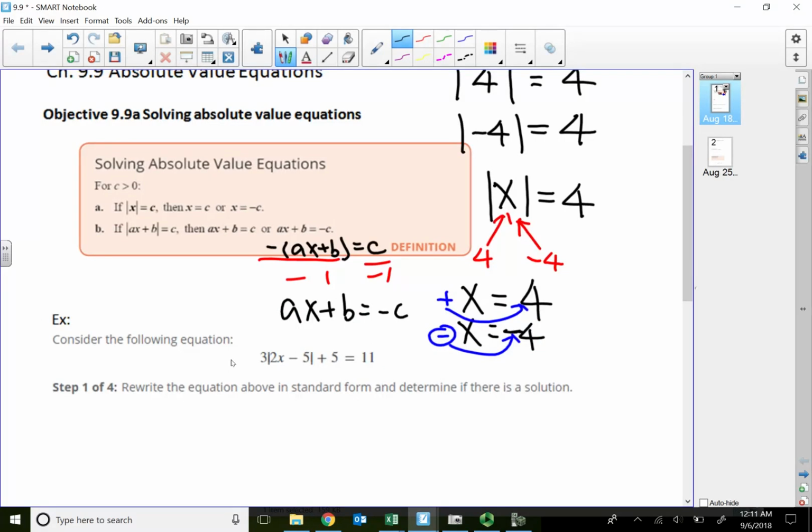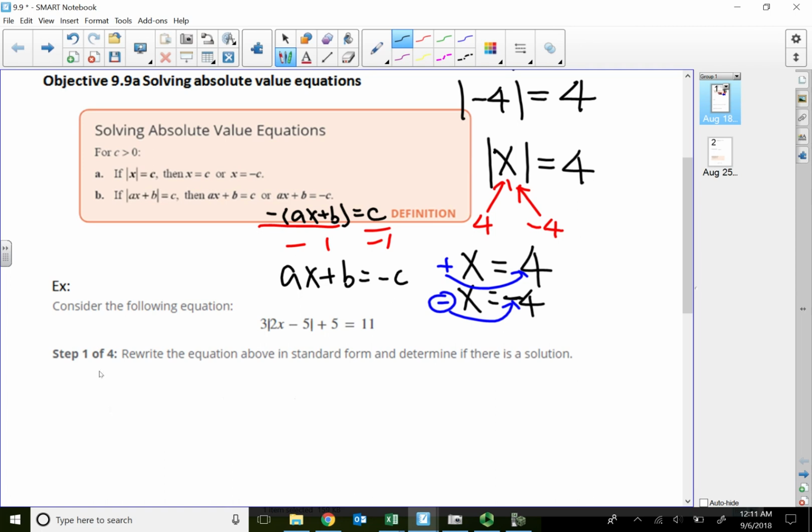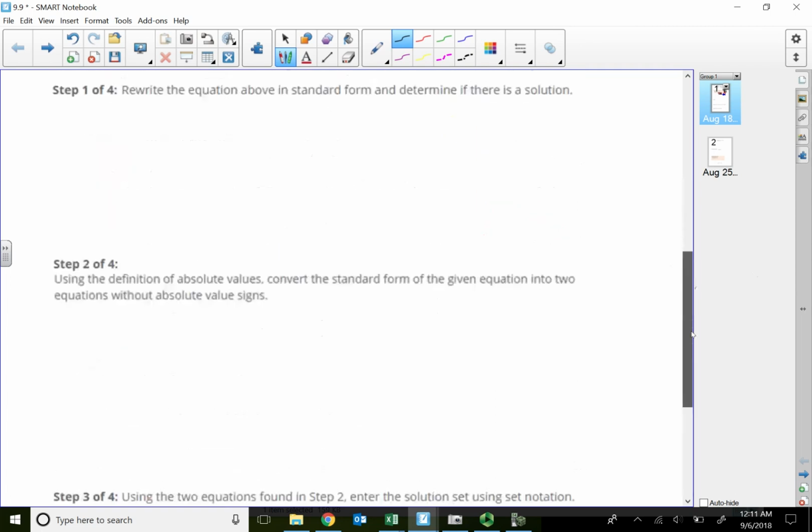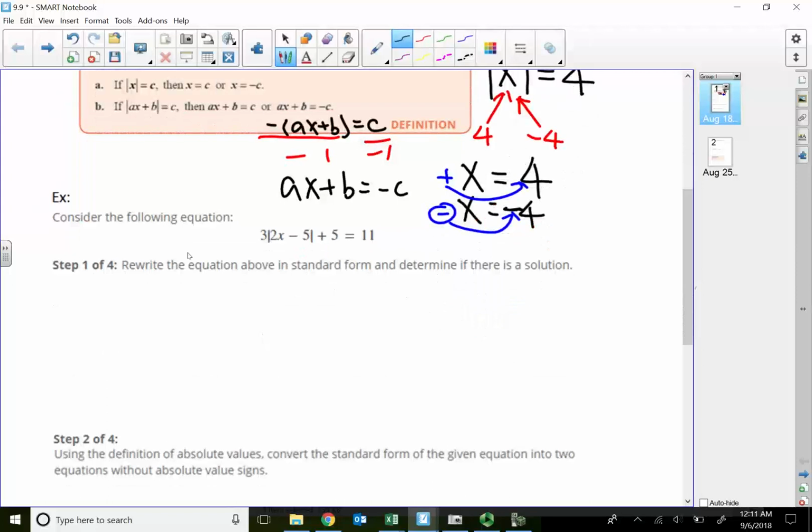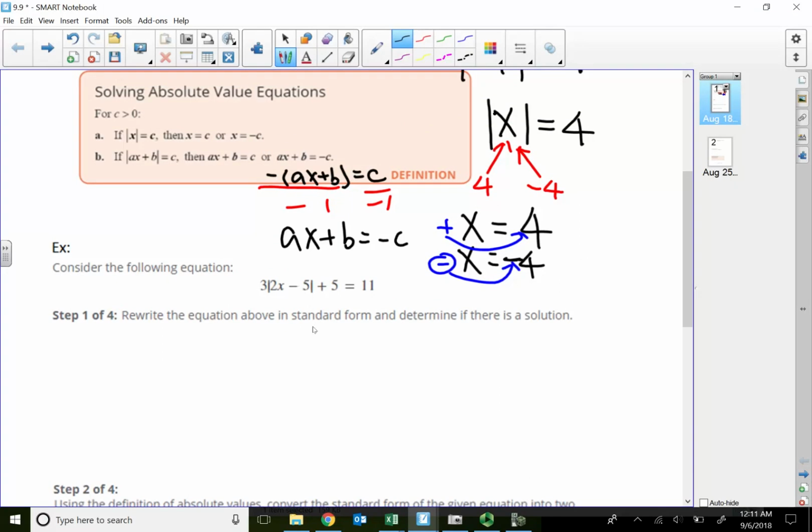So basically, whenever I have an absolute value equation, I always need to set up two other equations without the absolute value sign. We set one of them to be a positive constant on the right, the other one to be a negative constant. Alright, so let me show you how to do this particular problem in 4 different steps. Rewrite the equation above in standard form. Standard form means isolate the absolute value term on one side of the equal sign. Everybody else needs to be on the other side.